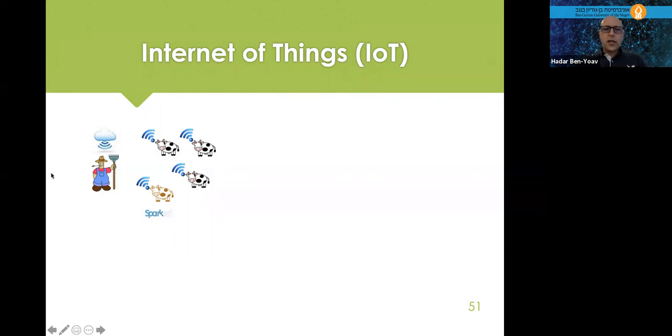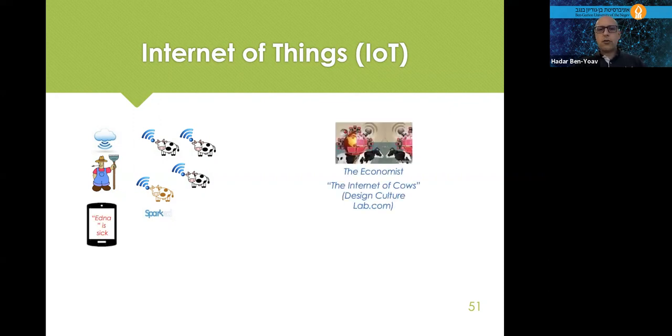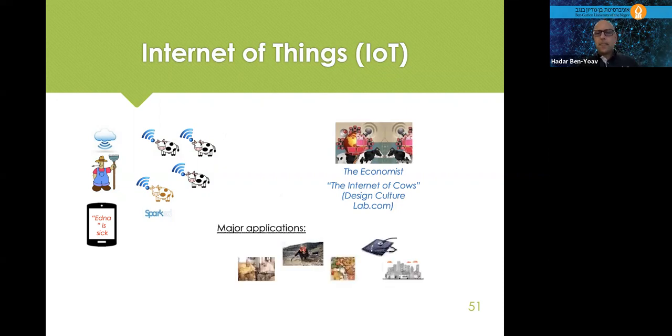So this is the Internet of Things. They call it the Internet of Cows, kind of like a joke. But the idea is multiple sensors that are connected to the internet, continuously measuring parameters in the environment. The data is continuously being analyzed in the cloud, and whenever we see a specific pattern or specific change, it automatically decides and takes action.